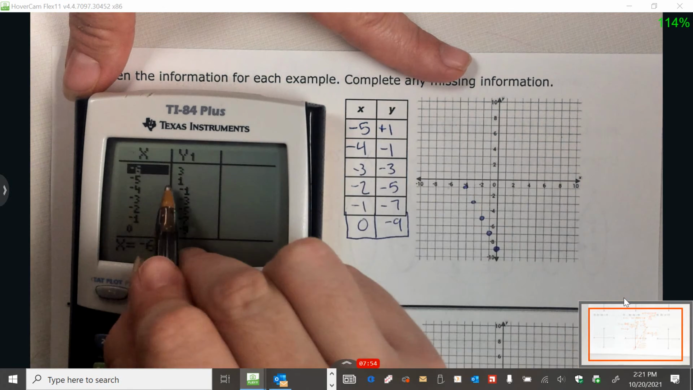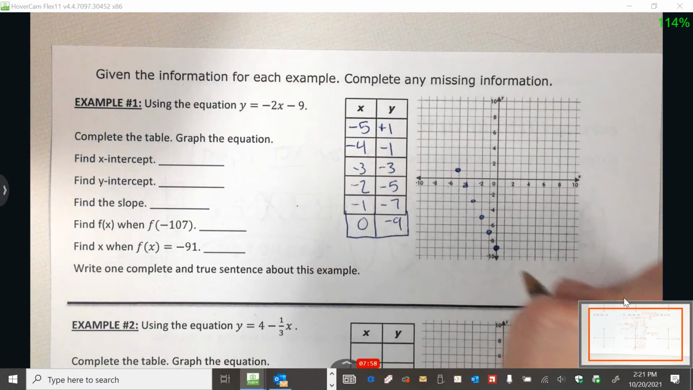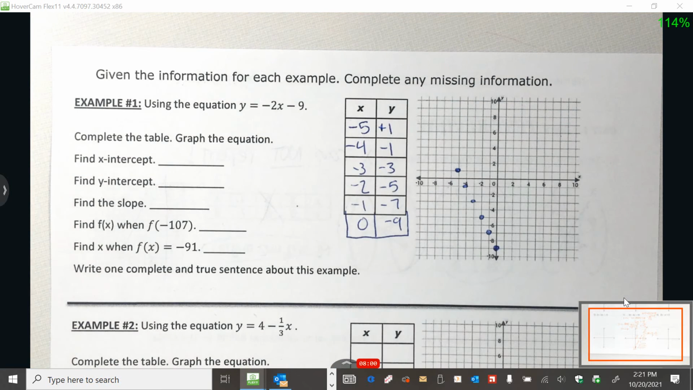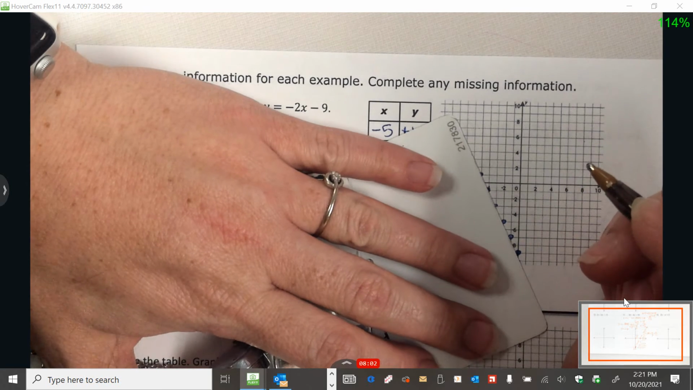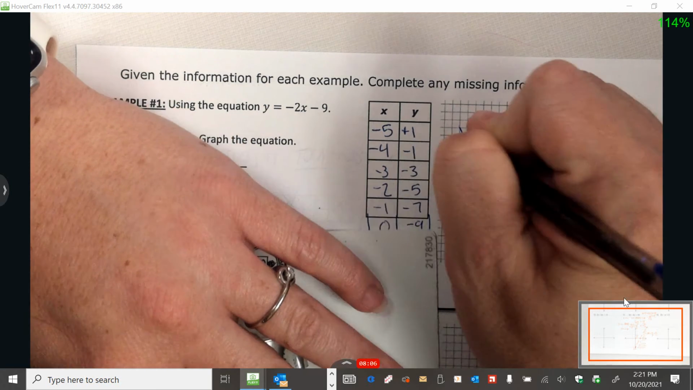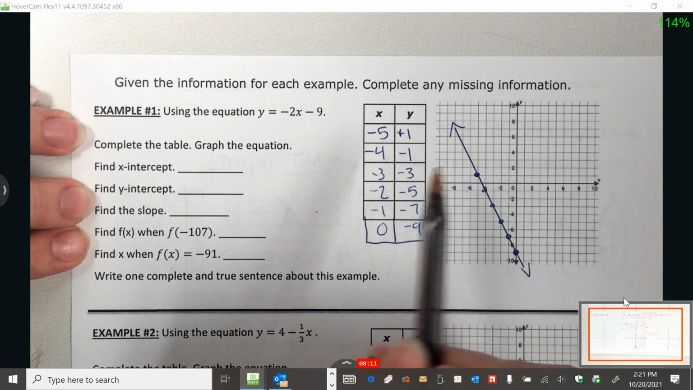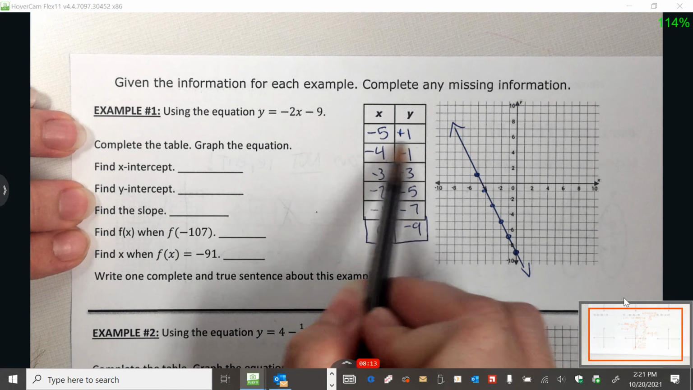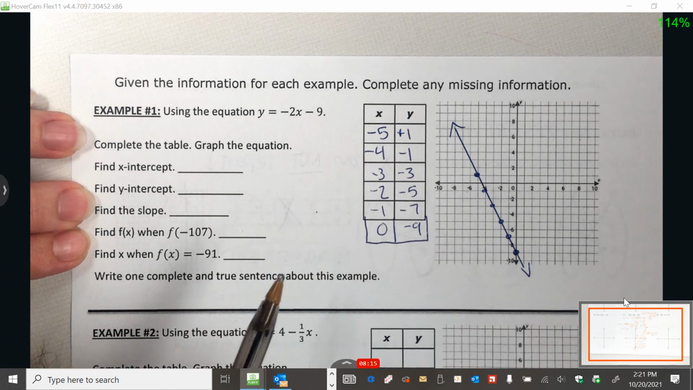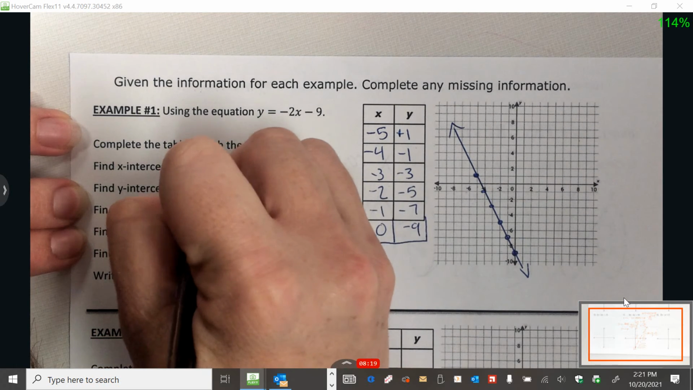Sorry, y'all. Did not copy that over correctly. -5, +1. Okay, and that's enough. I go across both axes, so I'm going to go ahead and connect my dots. Okay, and knowing that, find my x-intercept. Well, I know my x-intercept is going to be between here because that's negative and that's positive. Again, it's between -4 and -5. So we're just going to say -4.5.